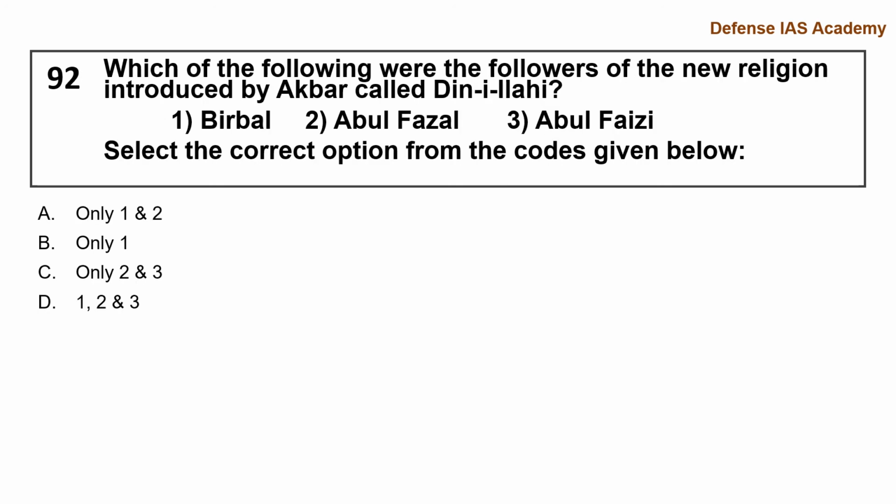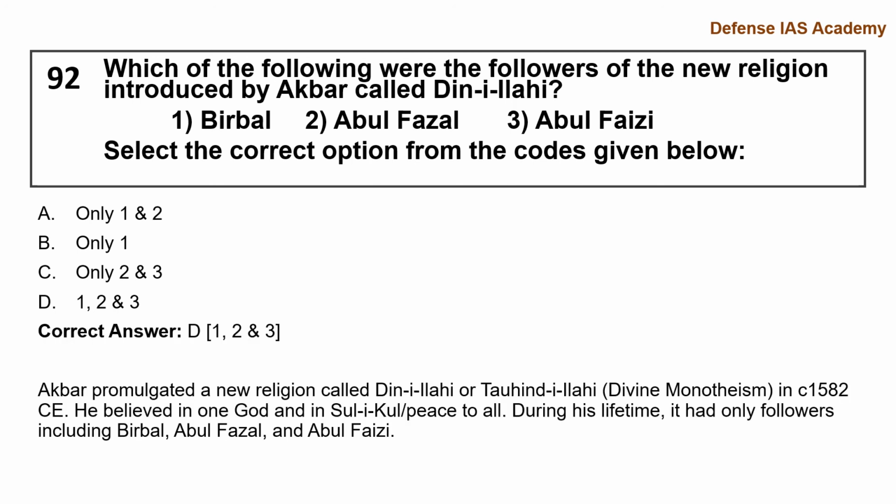Question 92. Which of the following were the followers of the new religion introduced by Akbar called Din-e-Ilahi? 1. Birbal. 2. Abul Fazal. 3. Abul Faisi. Select the correct option from the codes given below. The correct answer is option D, 1, 2 and 3.